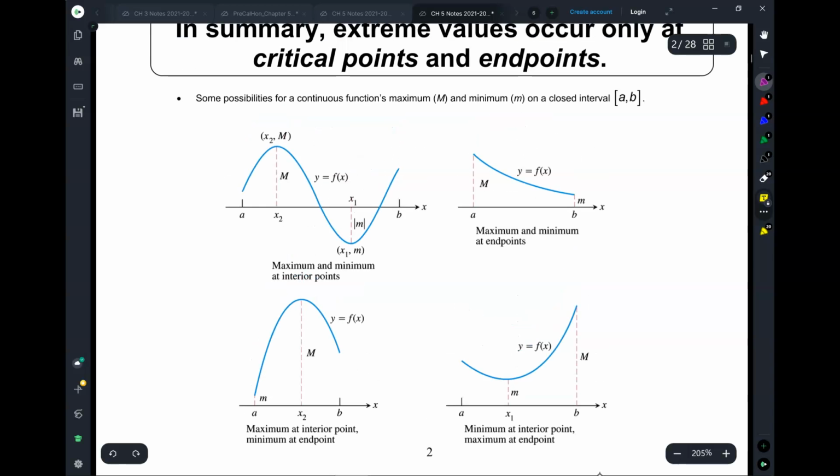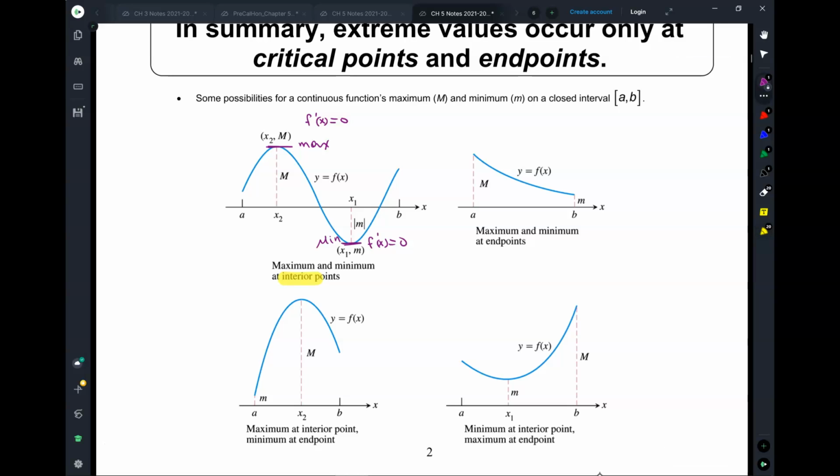Take a look at the first one. You have a maximum here. What's happening here? There is a horizontal tangent. So f prime of x is equal to 0, right? There is a minimum here, but again, it's where f prime of x is equal to 0, correct? Both of these, if the domain is from A to B, are interior points, within the interval.